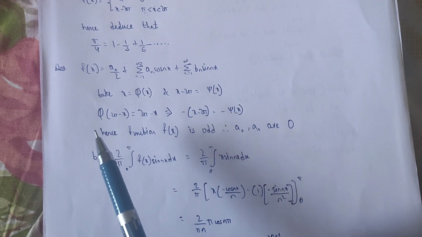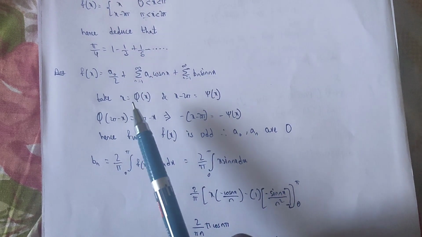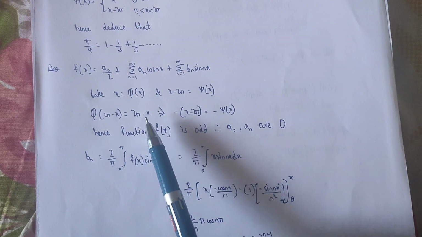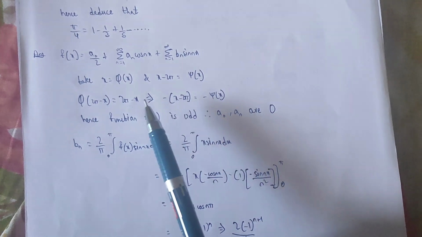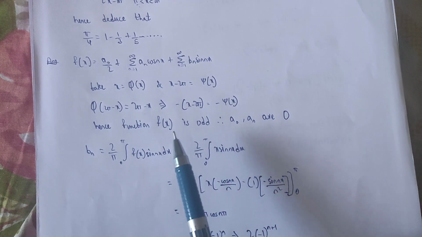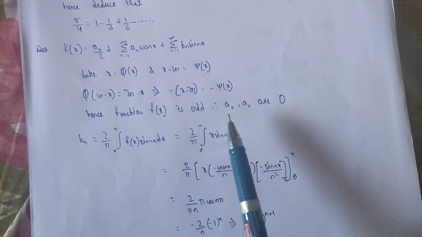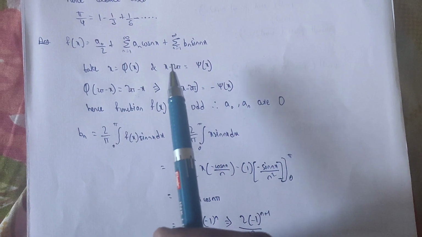So we take phi of 2 pi minus x. Phi of x is x, so we replace x with 2 pi minus x. This is equal to minus of psi of x. Hence f of x is odd. Therefore a0 and an are 0, so we need to only calculate bn.